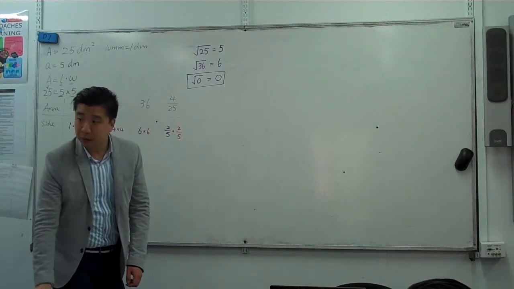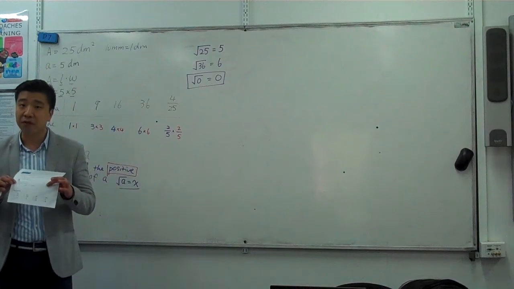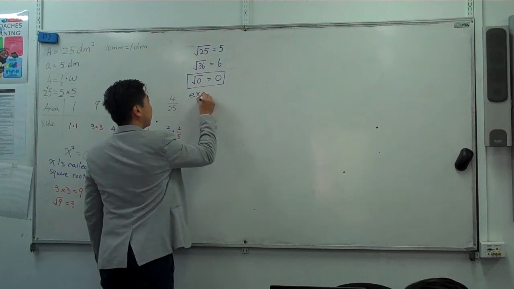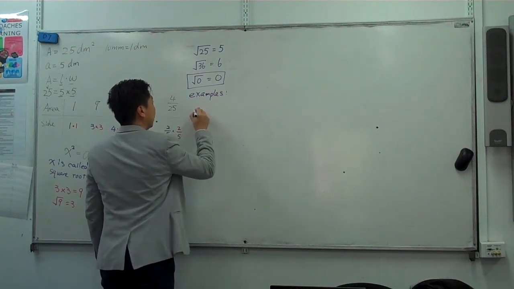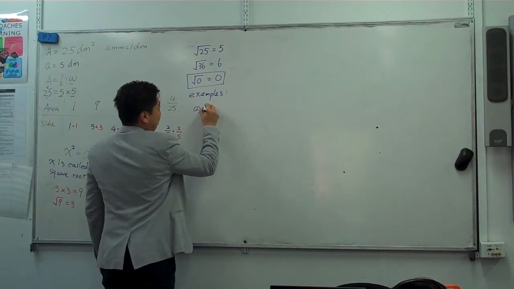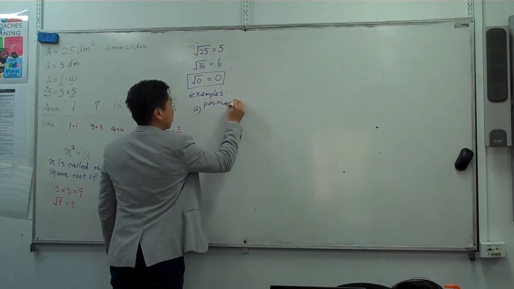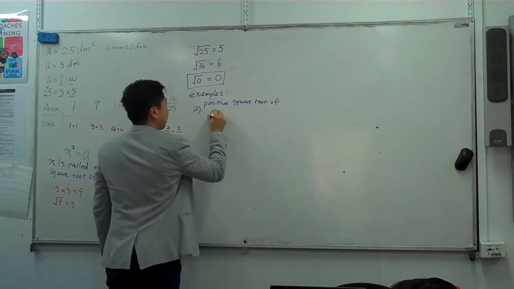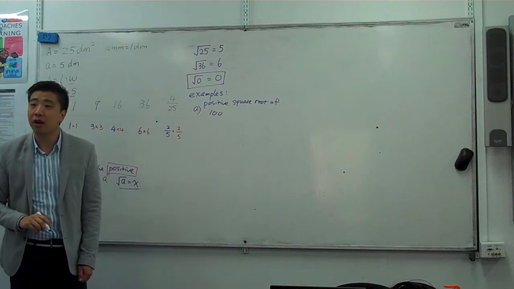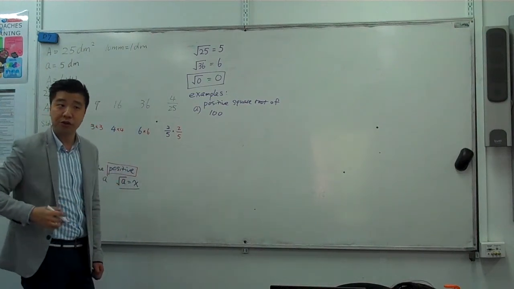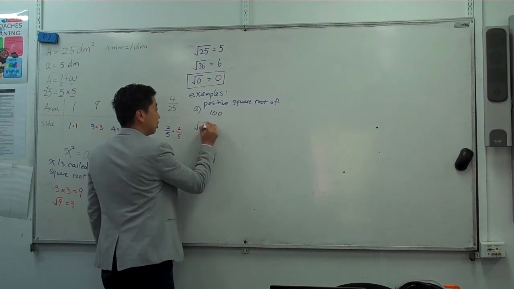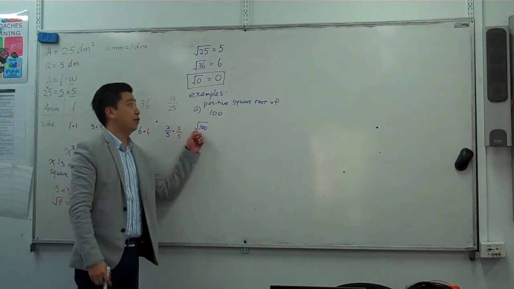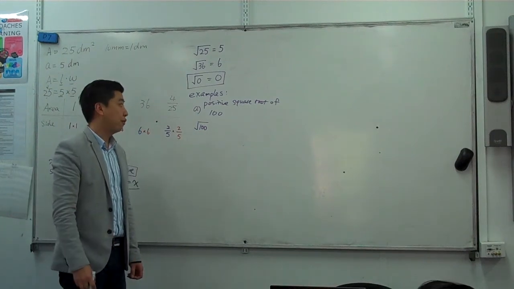Now, let's have a look at some examples. We want you to have a look at the first example. Find the positive square root of 100. Okay, example A. Find the positive square root of 100. Now, how can I write this answer? I write one for you, and you do the rest. So, for this question, we write square root 100. That means find the positive square root of 100.